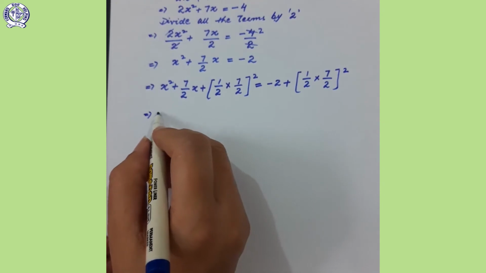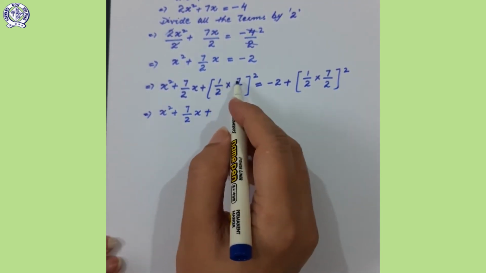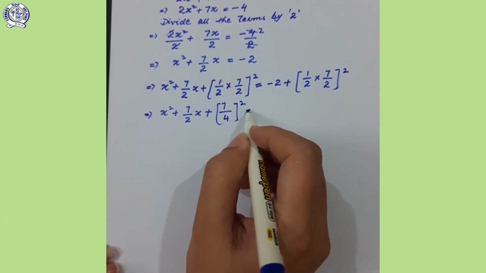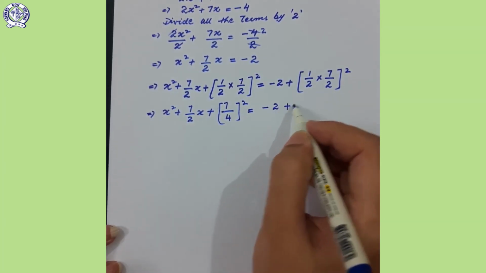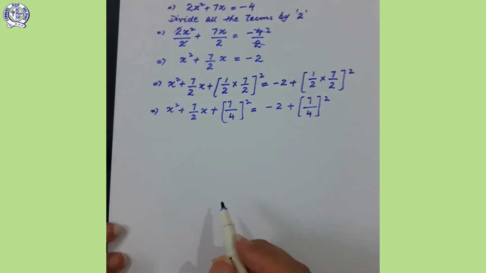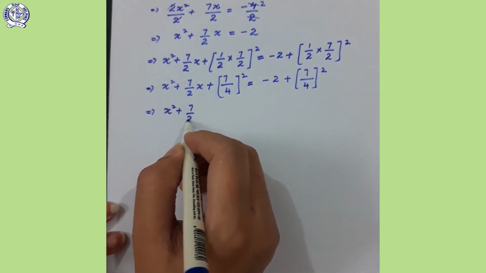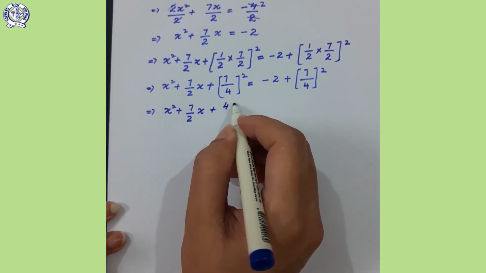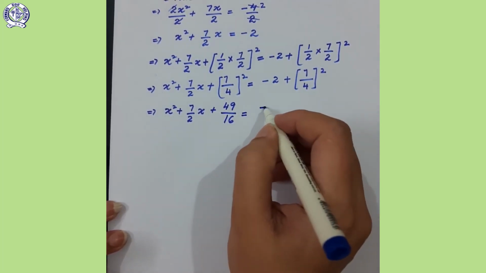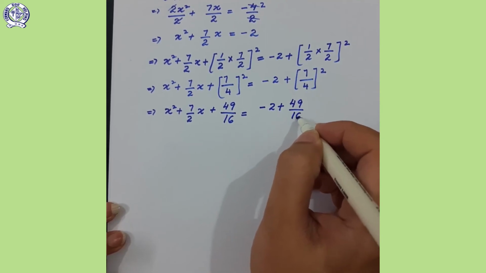Okay, let's solve now. x square plus 7 upon 2x plus, multiply 1 into 7 is 7 divided by 2 into 2 is 4, and the whole square, equals minus 2 plus again 7 ones are 7 divided by 2 twos are 4, the whole square. This now becomes x square plus 7 upon 2x plus 49, since the square of 7 is 49, divided by the square of 4, which is 16, equals minus 2 plus again the square of it, 49 divided by 16.